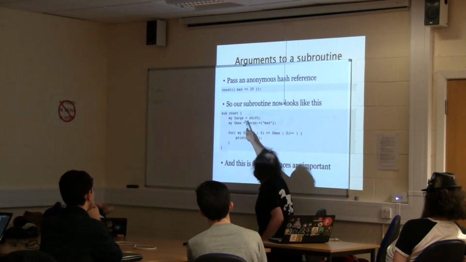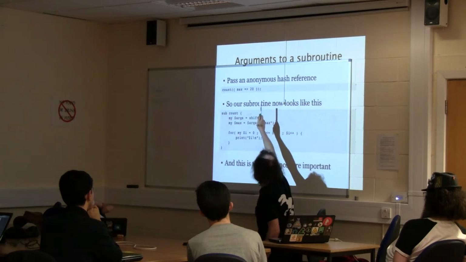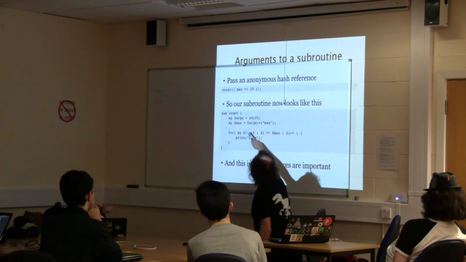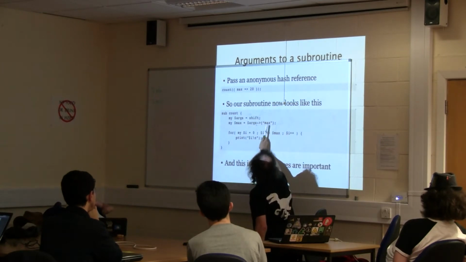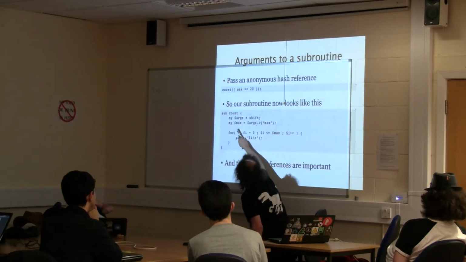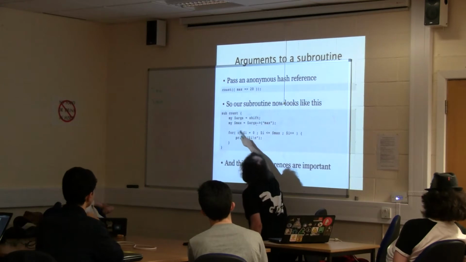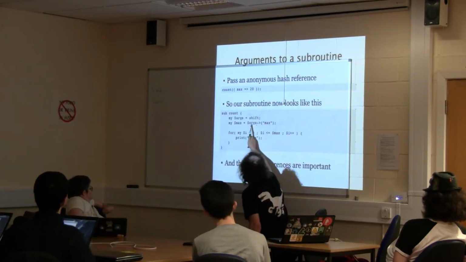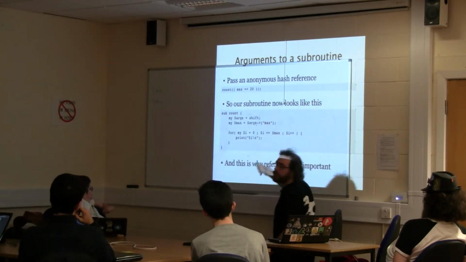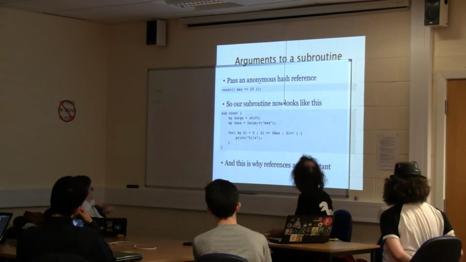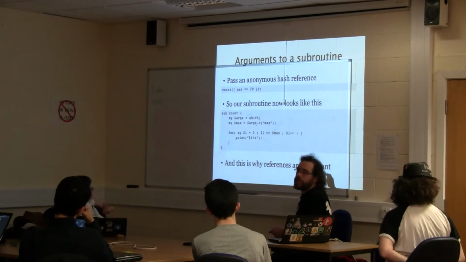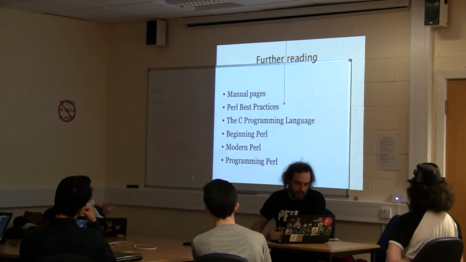So args is shifting the hash ref off there, pulling that into args. Then you're looking at the max key within the args anonymous hash. Actually, it's not an anonymous hash at this point. It's a reference to the hash, which then we've got in that max variable, which we can then put in the loop. Yeah? Cool. Fantastic. And that's why references are useful.